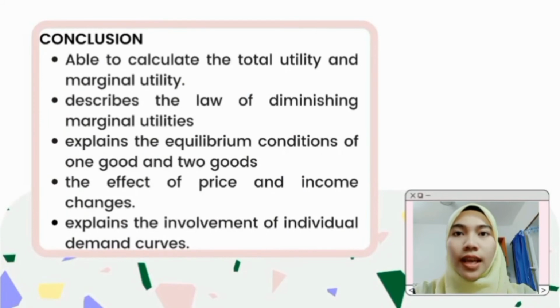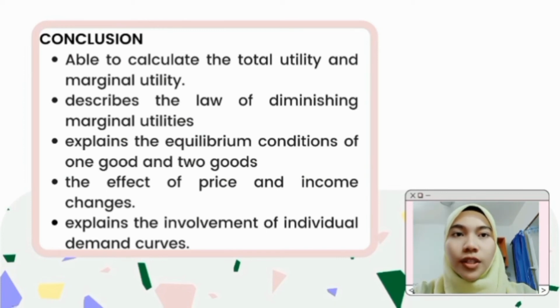In conclusion, everyone wants to fulfill their own desires. Everyone has different preferences toward goods and services. Through this theory, we can learn more about consumers in consuming goods and services. In this topic, apart from definitions, we can calculate total utility and marginal utility by using available tables and diagrams.